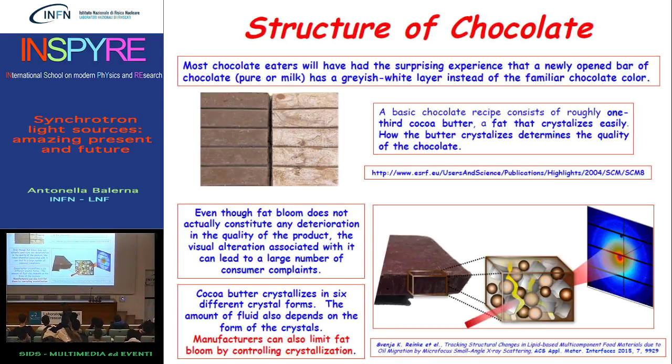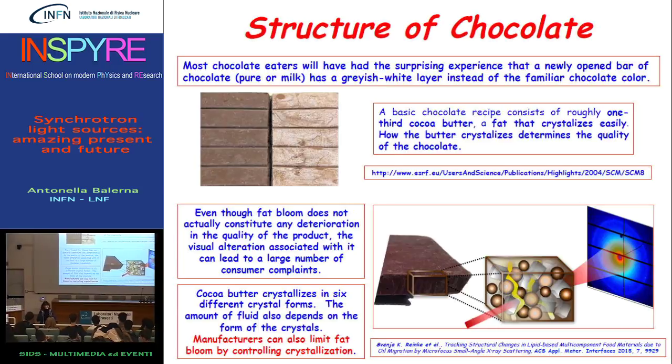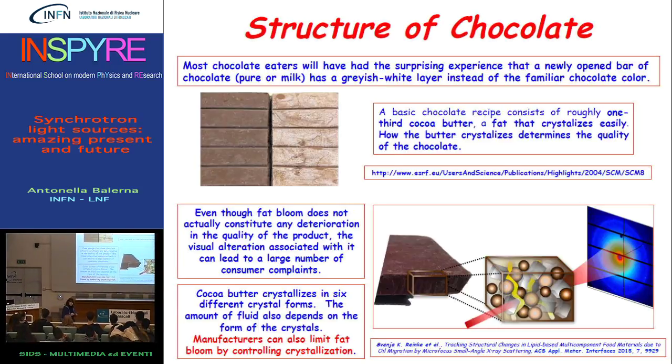This is normal chocolate. This is that white layer. I don't know if you ever bought a chocolate and when you open it, it's a bit white. That doesn't mean that chocolate is not good. But clearly, you don't want to eat it because you expect something brown and you see something white. And this is a very big problem for a lot of companies that produce chocolate. Because if they produce it and then there is this kind of evolution, they don't sell it.